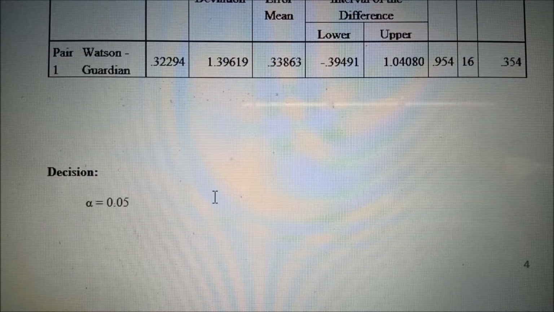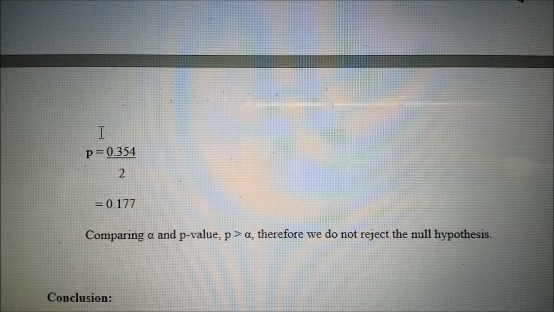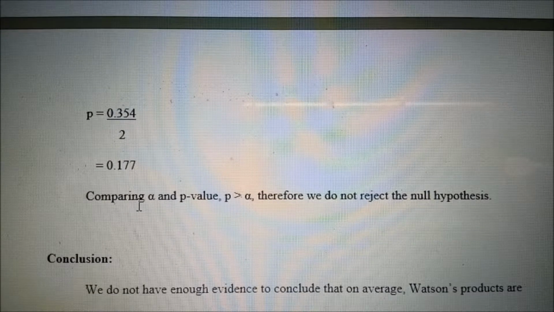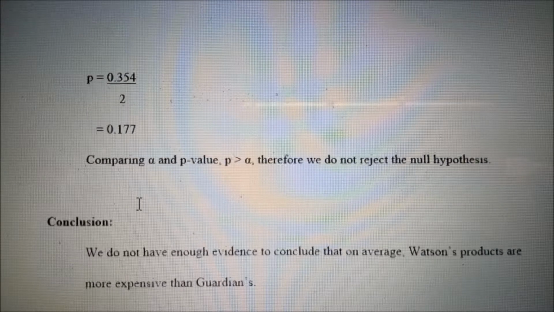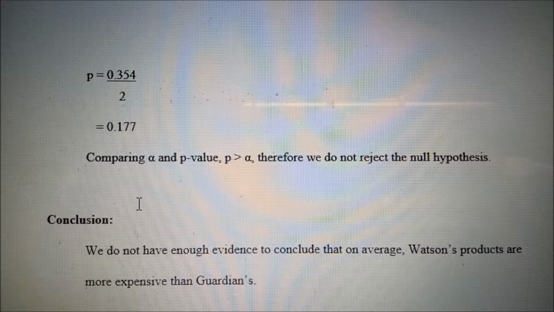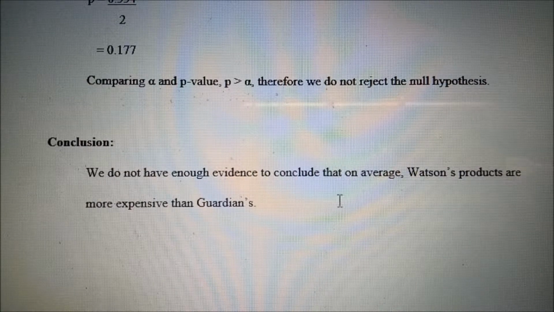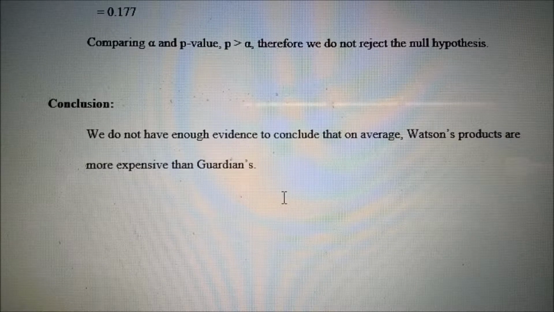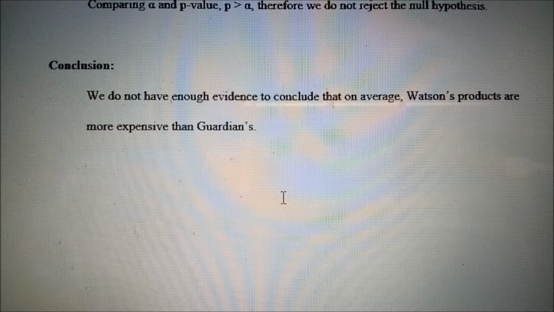Decision. Alpha equal to 0.05. Because this is a one-tail test, it must be divided by 2. 0.354 divided by 2 equals 0.177. Comparing alpha and P value, P is bigger than alpha, therefore we do not reject the null hypothesis. The conclusion: we do not have enough evidence to conclude that on average, Watson's products are more expensive than Guardian's.